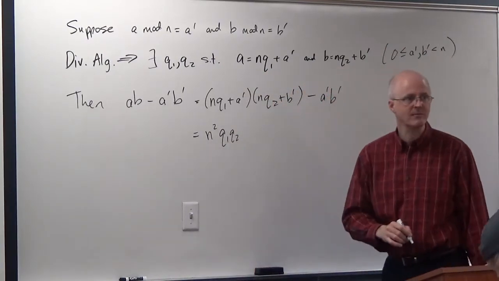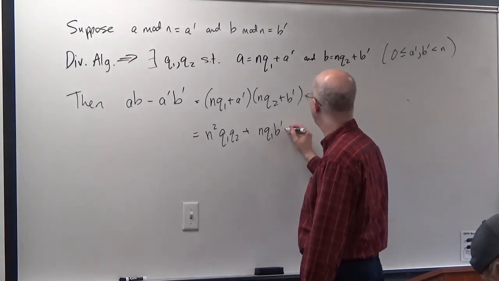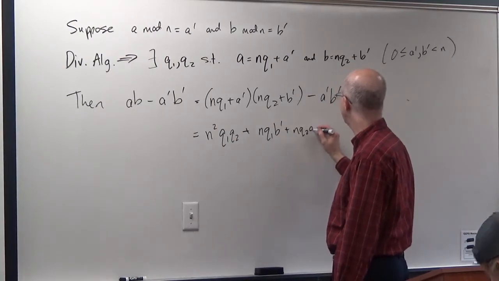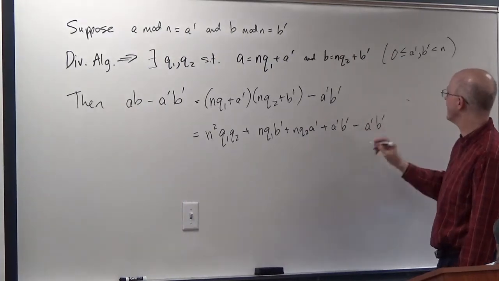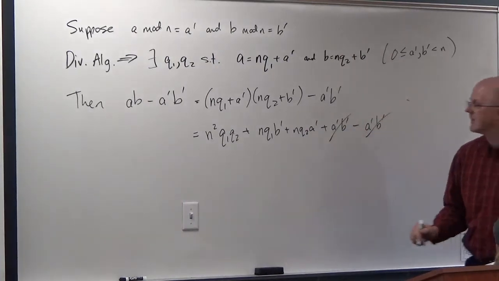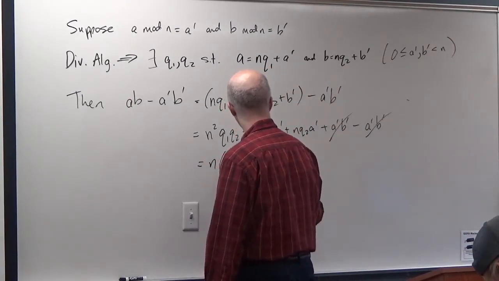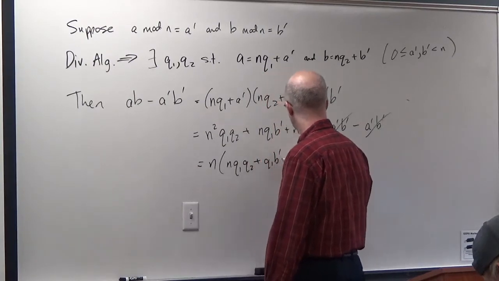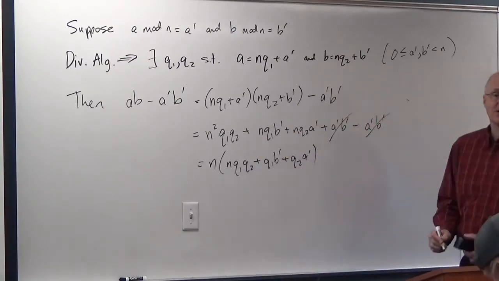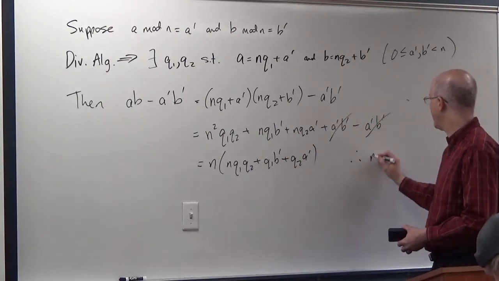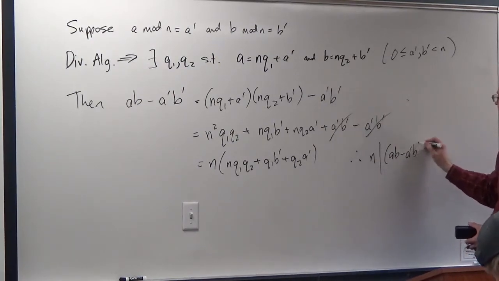The n squared is no problem. That's still divisible by n. nq1 B prime plus nq2 A prime plus A prime times B prime. Don't forget to subtract the A prime times B prime. Those now cancel, and you're left with something for which you can factor out an n. And that shows, therefore, n divides the difference AB minus A prime B prime.